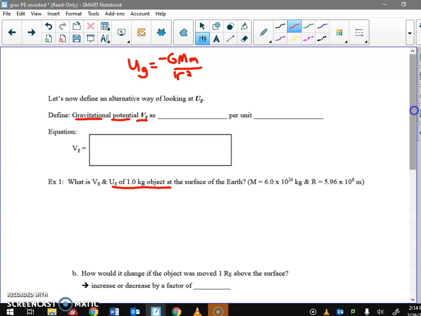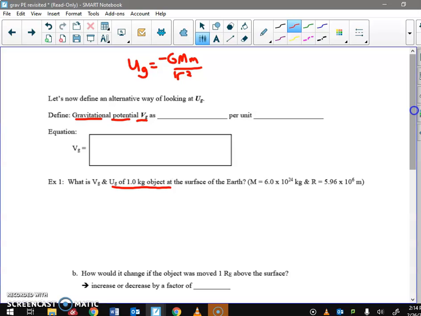We're going to see something similar when we get into electrical potential energy and electric potential. Electric potential is called voltage, so you can almost call this gravitational voltage, but I'm just going to keep calling it potential for now. It's not a big deal right now, but I want to point it out because it's going to come up again.